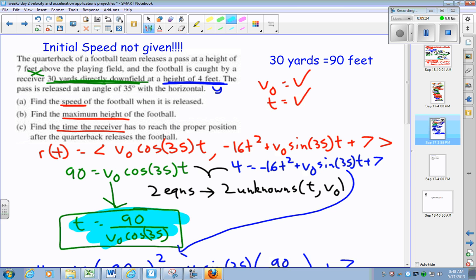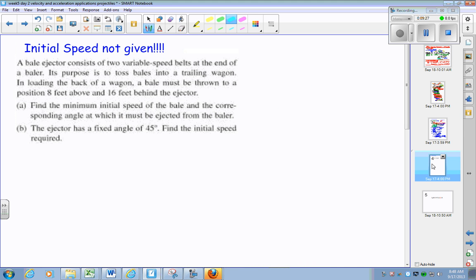All right, last problem. Let's take a look. Initial speed not given again. A bale ejector consists of two variable speed belts at the end of a baler. Its purpose is to toss bales into a trailing wagon. In loading the back of a wagon, a bale must be thrown to a position of 8 feet above and 16 feet behind the ejector. And then there's your two questions. If you want to hit pause and write it out, that's fine. And then obviously I'm going to draw a picture.